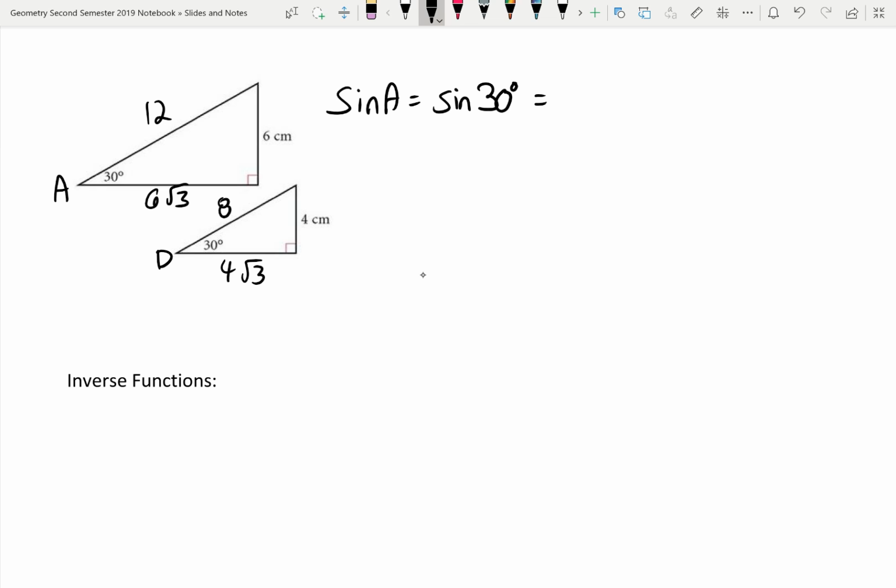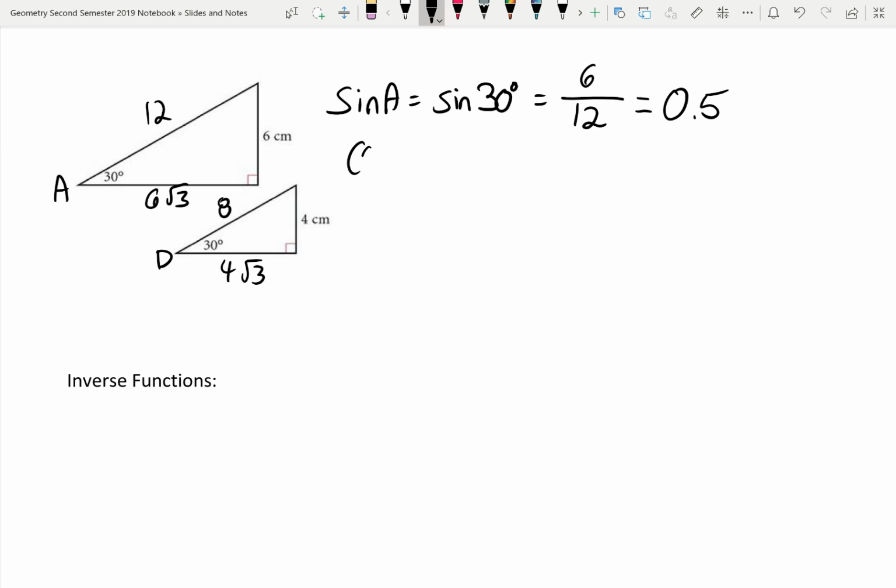That is equal to the opposite leg over the hypotenuse. Well, the hypotenuse is clearly 12. Which leg is opposite, 6 or 6 root 3? Well, that would be 6, which is equal to 0.5. And if you put sine 30 into your calculator, assuming you're in degree mode, you will get 0.5.